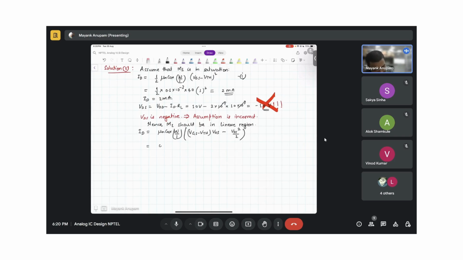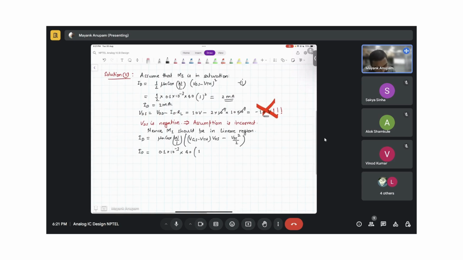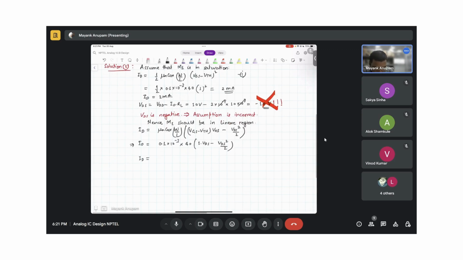Mu n Cox is how much? 0.1 milliampere, into W by L is 40. VGS minus VTH we know. How much is that? VGS minus VTH is how much? It is 1 volt, correct? So 1 times VDS minus VDS square by 2. So ID equals 0.1 into 10 to the power minus 3 into 40. So 4 into 10 to the power minus 3 into VDS minus VDS square by 2.